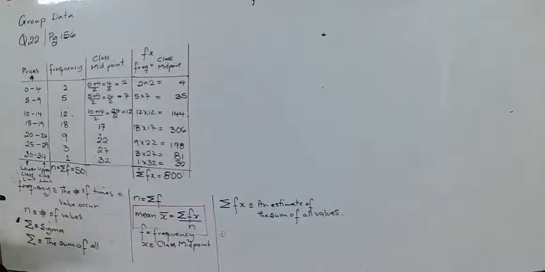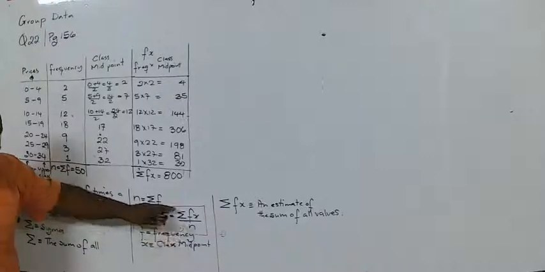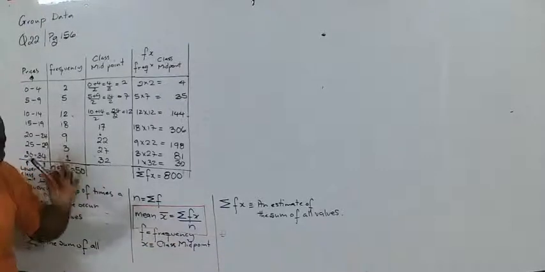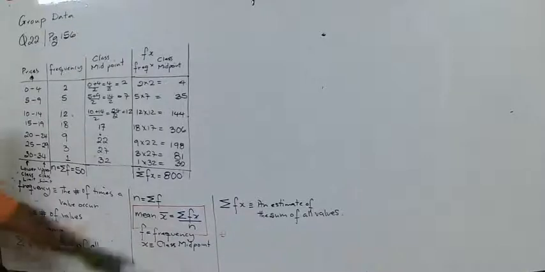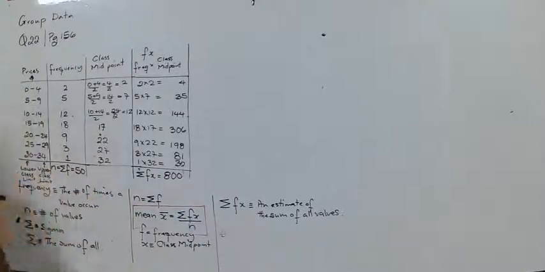How do you find mean again? Tell me, how do you find average? The sum of what? All values. Divide by the? Number of values. So this is the number of values, so the top must be the what? An estimate of the sum of all values. The sum of fx is an estimate of the sum of all values.